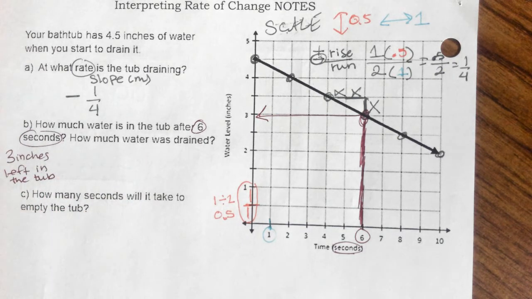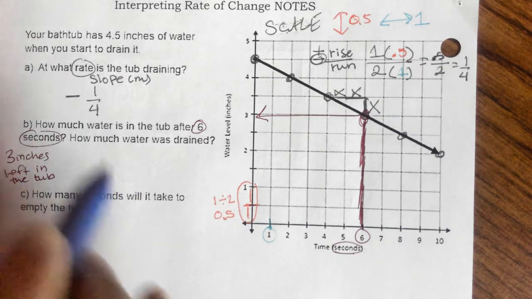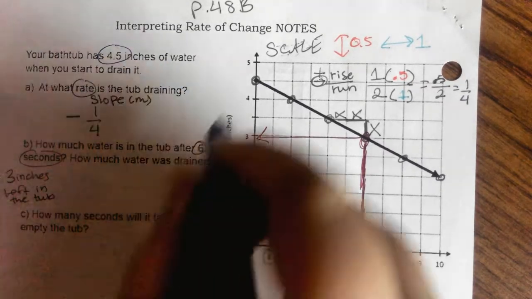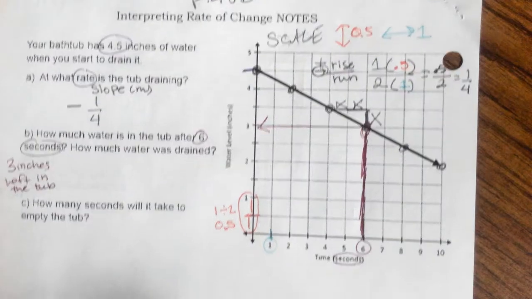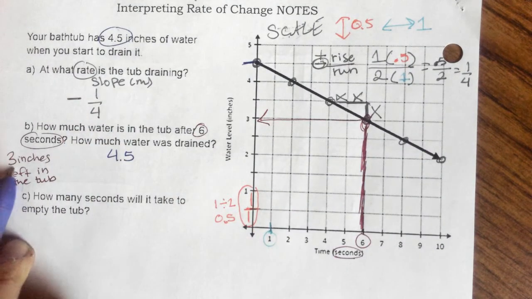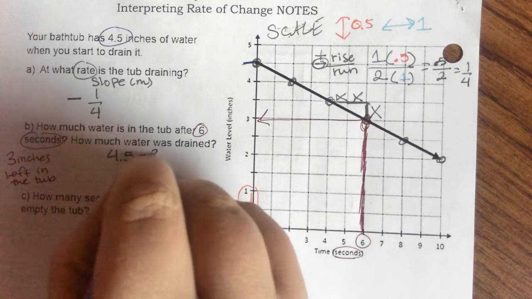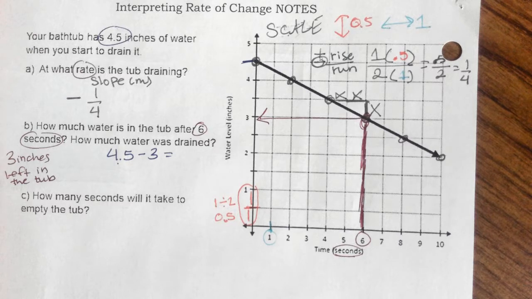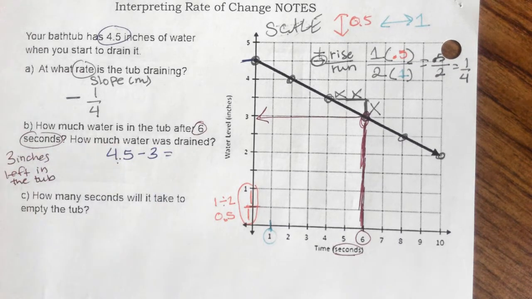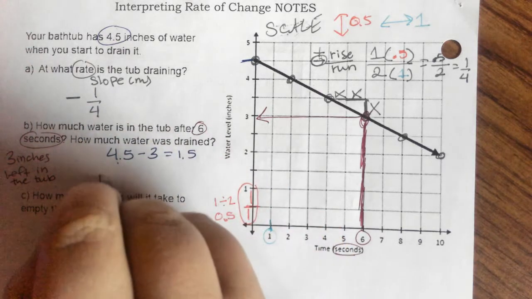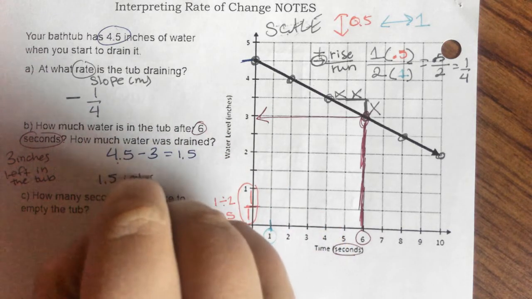The second part of this question says, how much water was drained? Well, if we started with 4.5, you can see that here. We started with 4.5. And we only have 3 left. If I subtract 3 from 4.5, I'll find the difference, which will tell me the amount of water that was drained. Well, 4.5 minus 3 is 1.5, so 1.5 inches were drained.